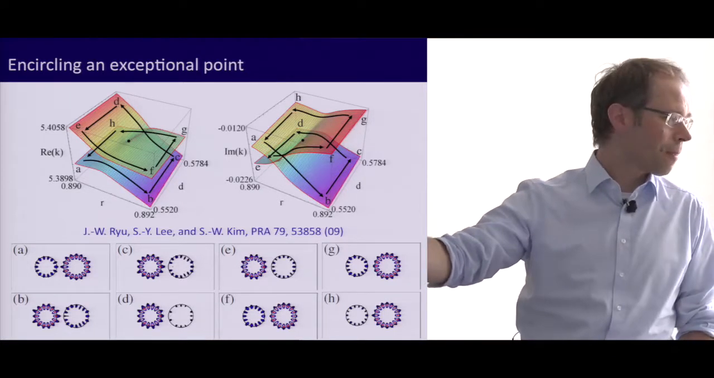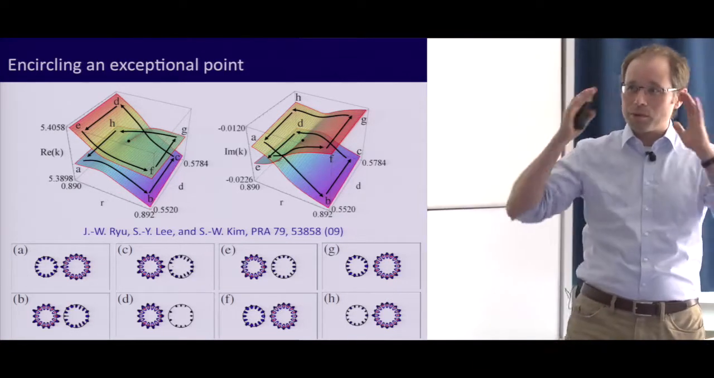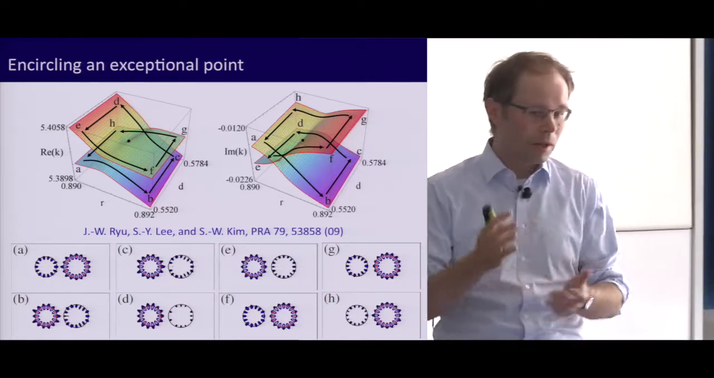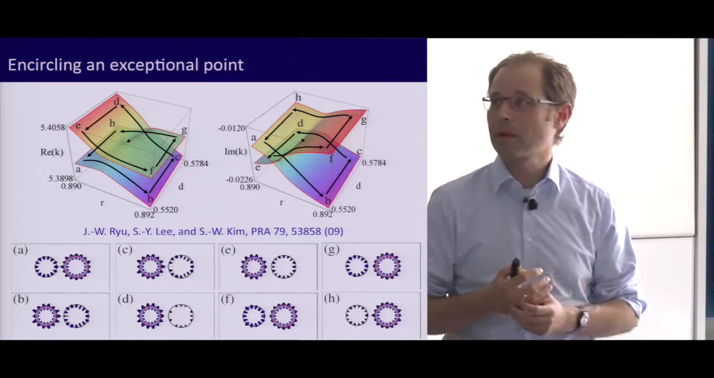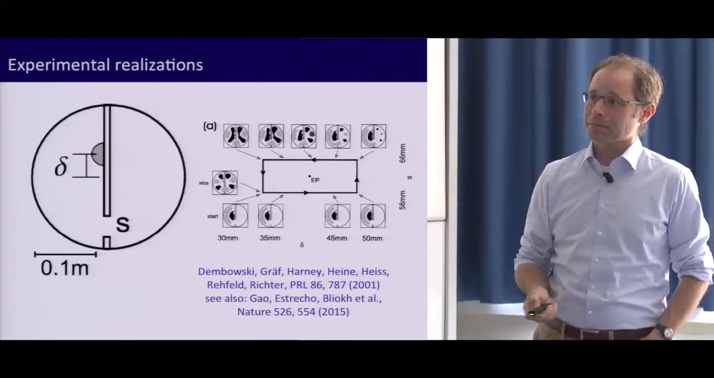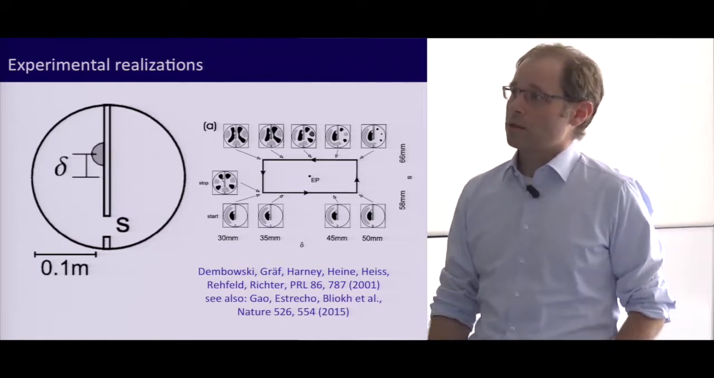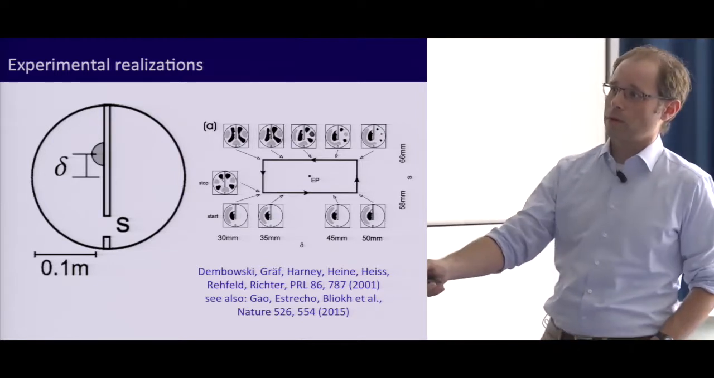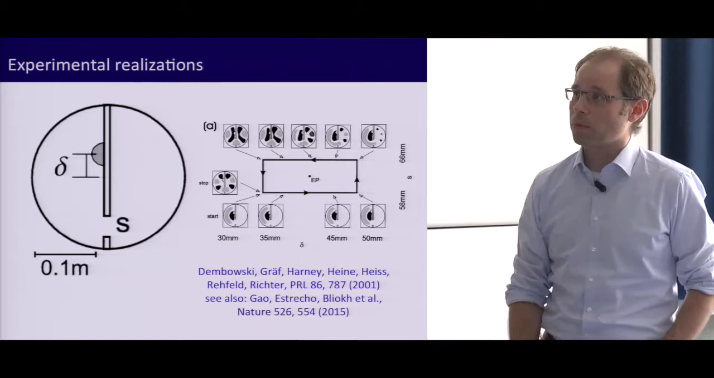And of course, the big question is, can we observe this abstract mathematical physics result in a real-world experiment, and what would it mean, or how would we have to do it? And there were people looking into this already 15 years ago. This is the group of Achim Richter at Darmstadt with the support of Wolf-Dieter Heiss, who is a pioneer of those exceptional points.